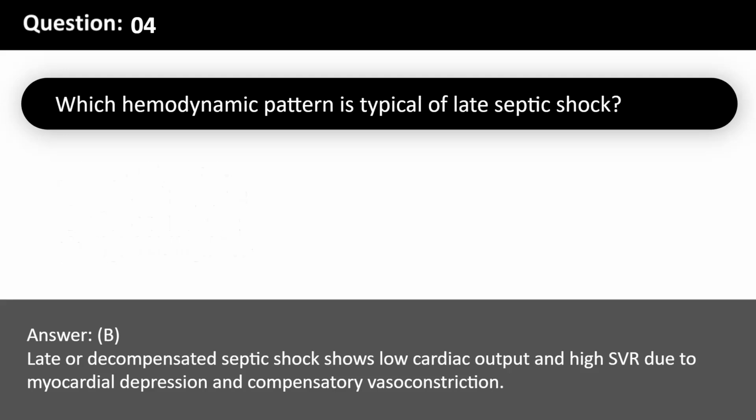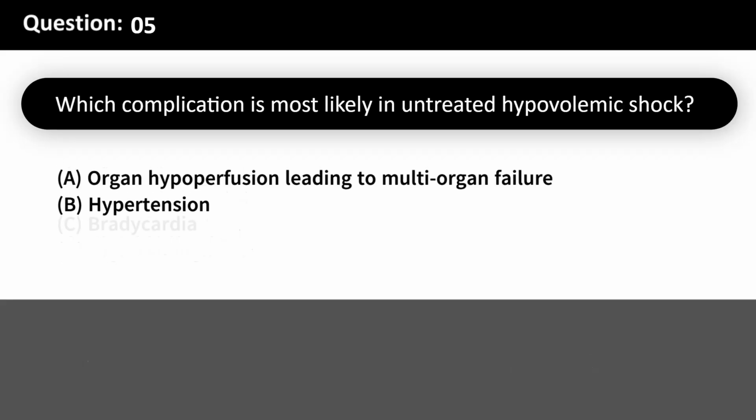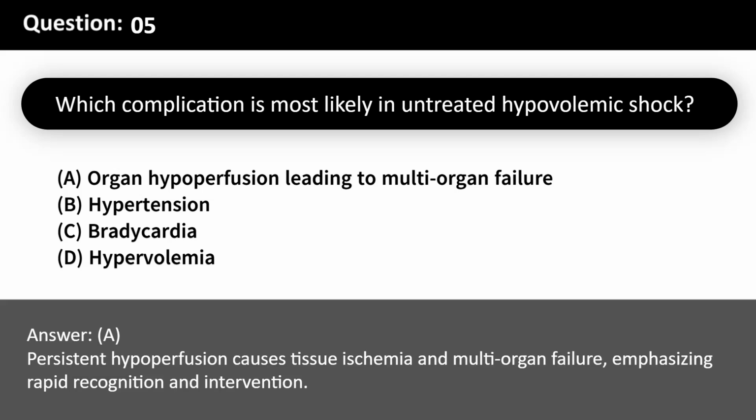Which complication is most likely in untreated hypovolemic shock? A. Organ hypoperfusion leading to multi-organ failure. B. Hypertension. C. Bradycardia. D. Hypervolemia. Answer: A. Persistent hypoperfusion causes tissue ischemia and multi-organ failure, emphasizing rapid recognition and intervention.